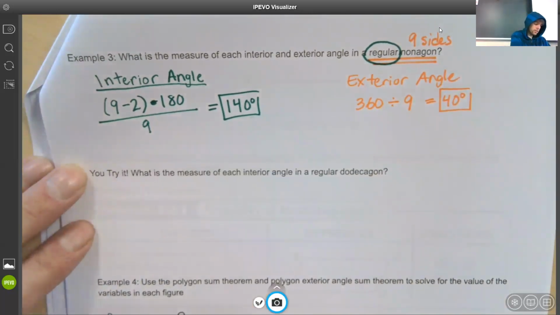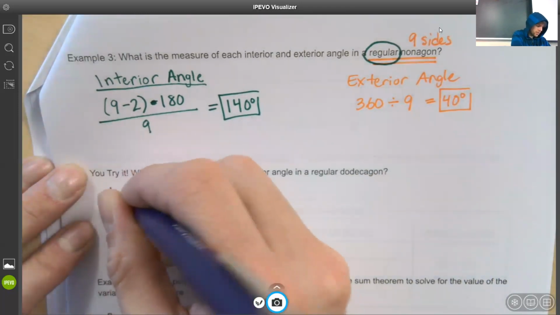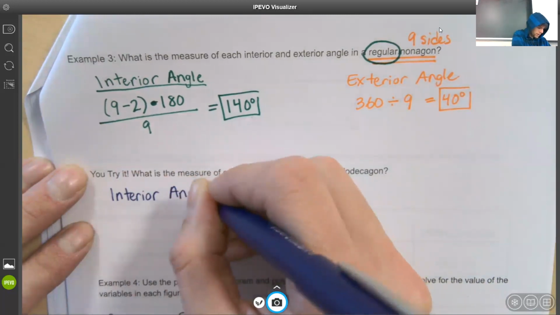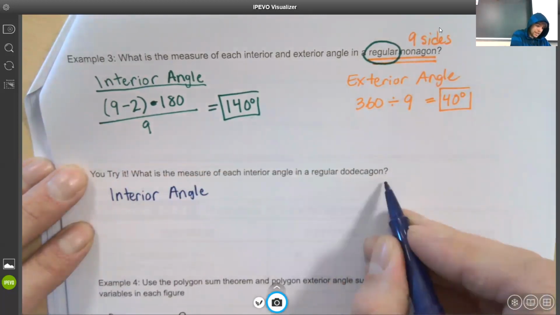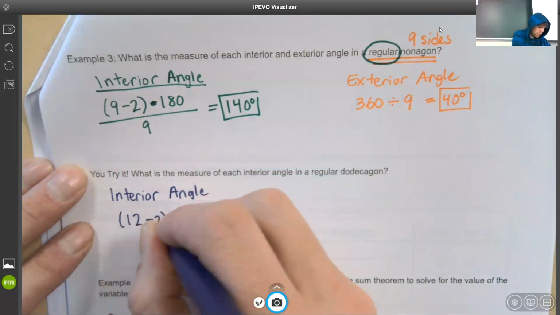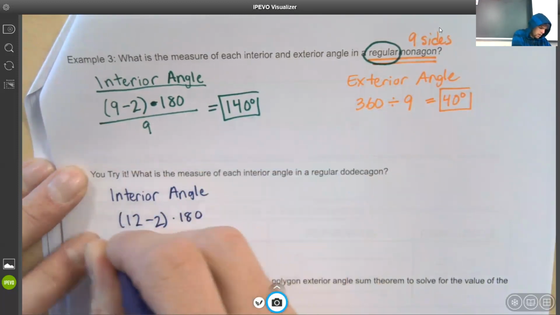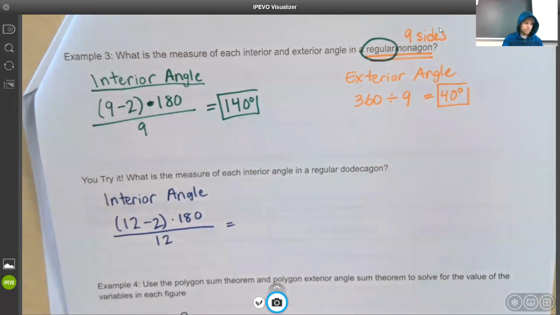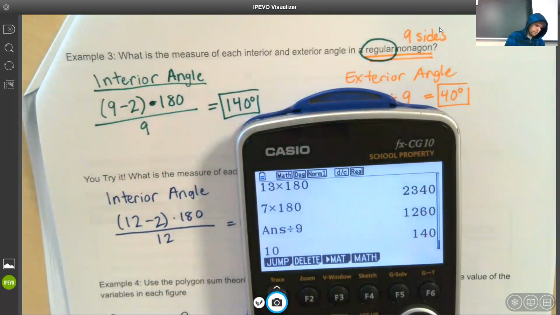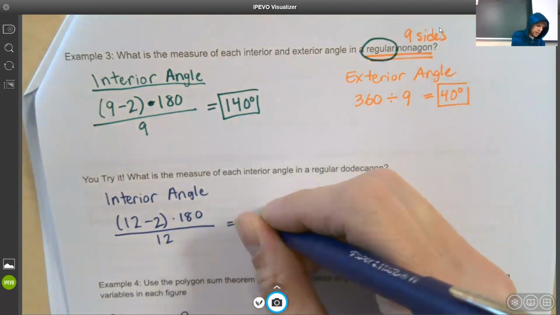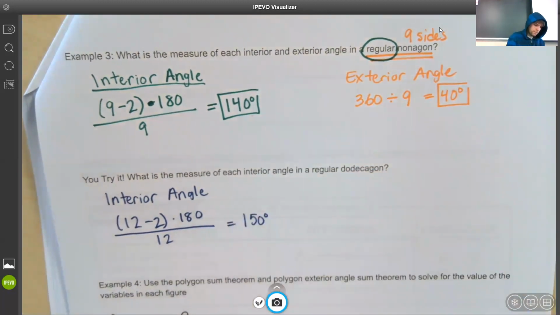I'm going to go ahead and start doing this. So I'm going to start with the interior this time, just because. For a dodecagon, that's 12 sides. So it's going to be 12 minus 2 times 180, all of that divided by 12. That's going to give me the measure of each angle. So I get 150 degrees. So each interior angle is 150.